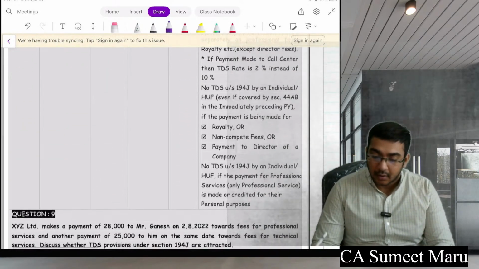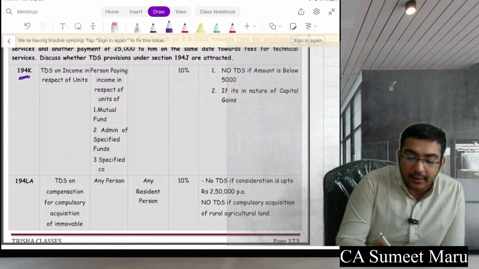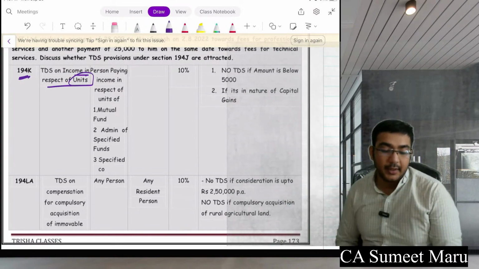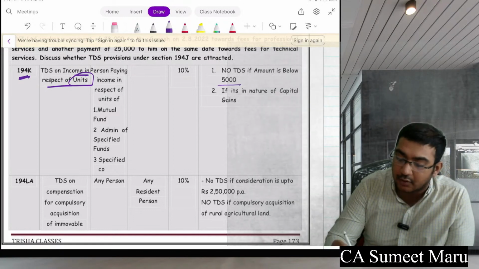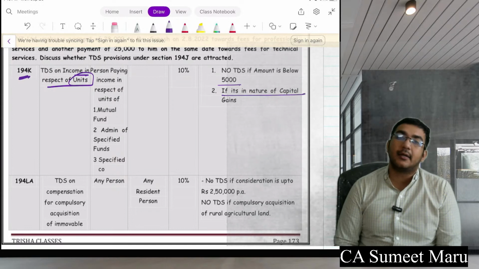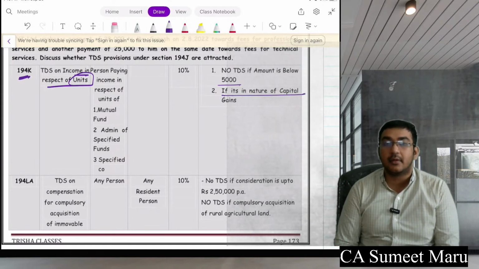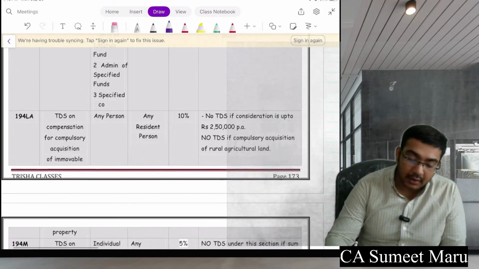Okay. Further, 194K, TDS in respect of income in respect of units. So if it is below 5,000, no TDS. If it is of capital nature, no TDS. So if you are getting any income or any amount after selling some units, you will get this TDS applicable.